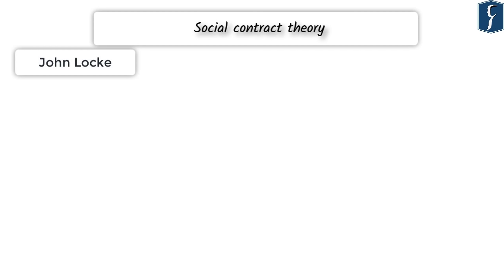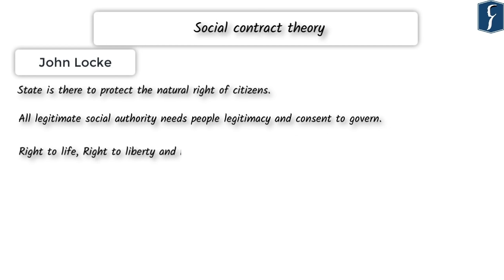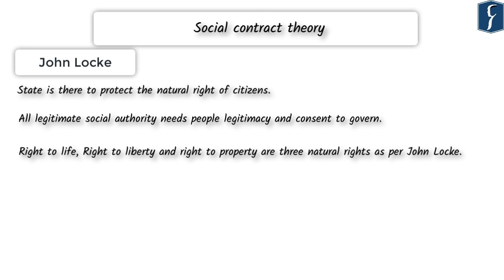John Locke added the concept of natural rights to the social contract. He said the state is there to protect the natural rights of citizens. All legitimate social authority needs people's legitimacy. John Locke gave three natural rights: right to life, right to liberty, and right to property. And all these three natural rights were taken up by the US Constitution when it was framed.